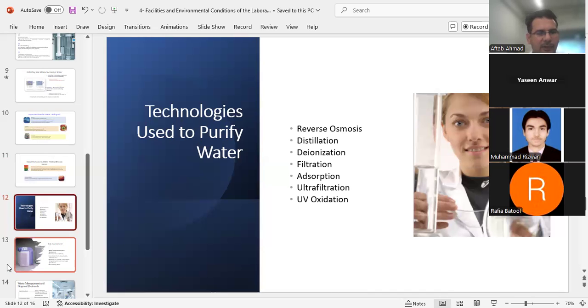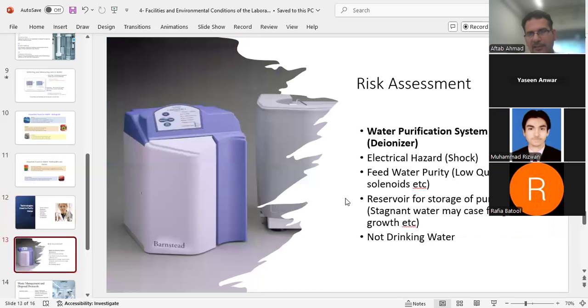We are left with 1 minute, so I should quickly finish this lecture. For the water, we also have to do the risk assessment. In water purification systems, we mostly use the deionizer in our laboratories. If we are using this machine, we can get an electric shock. And sometimes deionized water is not suitable for drinking. You may be thinking that this is the highest quality water, so I should drink it. It can even cause shock and death. So you should be very careful that there are always risks, and you also have to do the risk assessment.